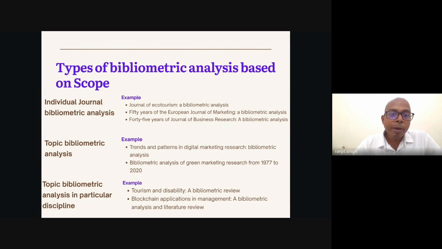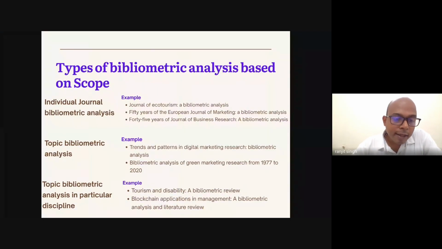Next is topic bibliometric analysis. In topic bibliometric analysis, the author chooses a specific topic, generates all the articles from the Scopus or Web of Science database, and does the analysis. This is generally related to a particular topic. For example, if someone is interested in loyalty, they can do a bibliometric analysis on customer loyalty, and that is particularly focused on only that topic, not an individual journal. Next is topic bibliometric analysis in a particular discipline.